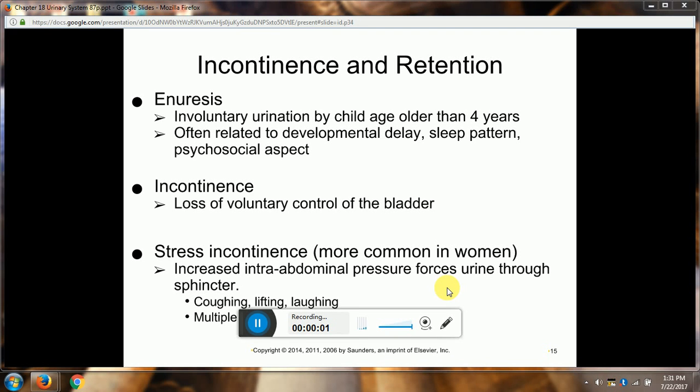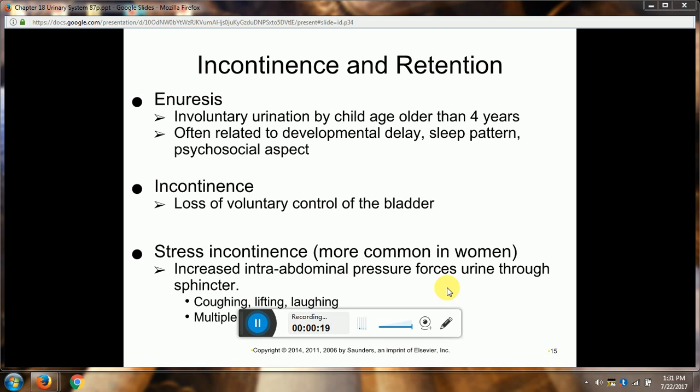This is a review of Chapter 18, or the urinary system. So we're going to talk a little bit about the signs and symptoms that a patient experiencing problems in the urinary system can have. The first one is enuresis, which is actually a normal condition.